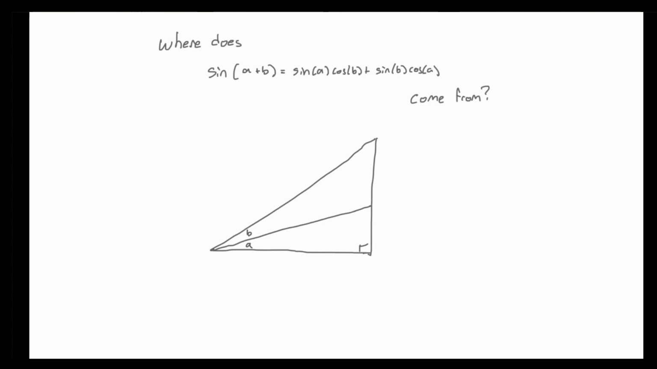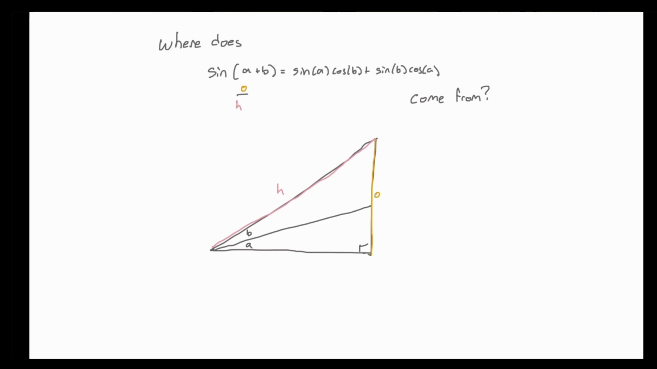So of course, the sine of A plus B relates this side, which is the opposite side, to this hypotenuse. So I'll draw this in pink here. The opposite over the hypotenuse is the sine of A plus B. Okay, but I want to relate this to the angles A and B.